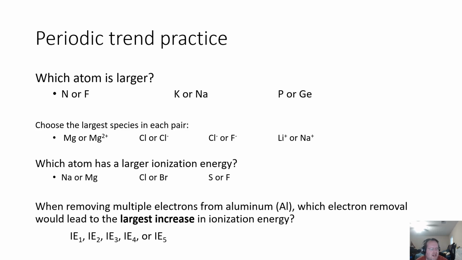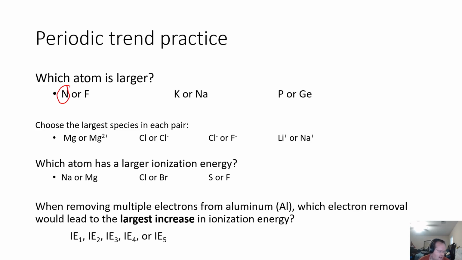So for the first one, which atom is larger, we have to look at their position on the periodic table. Fluorine is to the right of nitrogen. Therefore, nitrogen will be larger because they're in the same period, but one is further over. So the one that is further to the right is smaller, the one that is further to the left is larger.